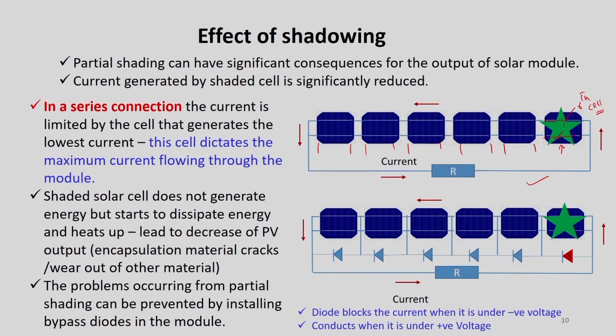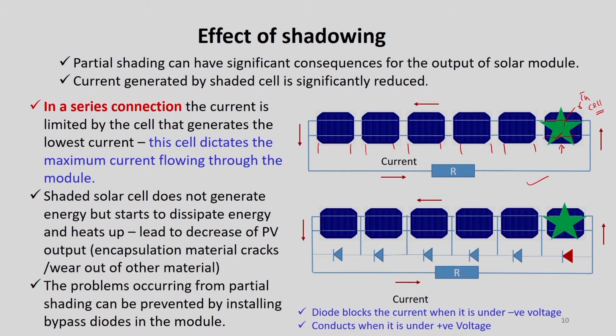So, that affects the entire system, right. This cell dictates the maximum current flowing through the modules. The amount of current that flows through these cells will dictate the maximum current flowing through the modules, right. This shadowed solar cell does not generate energy, but starts to dissipate energy and heat up, which leads to a decrease of PV output.